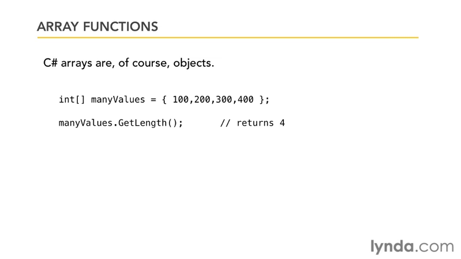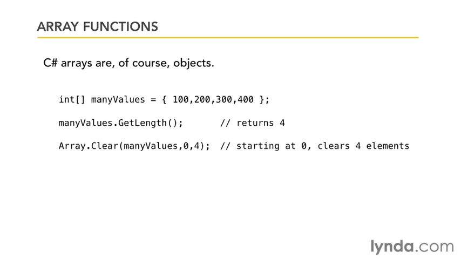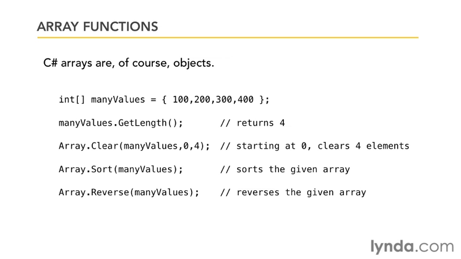I can also call some static member functions. Remember we talked about static items earlier on. I can do Array.Clear and then give it the name of the array and a couple of indexes. Then starting at 0, it will clear out the 4 elements. I can do Array.Sort. It will sort the given array, assuming that the members of the array are sortable. Same thing with Reverse. I can just reverse the given array. Because arrays are objects, you get access to a whole bunch of built-in features. So let's exercise some of these features.